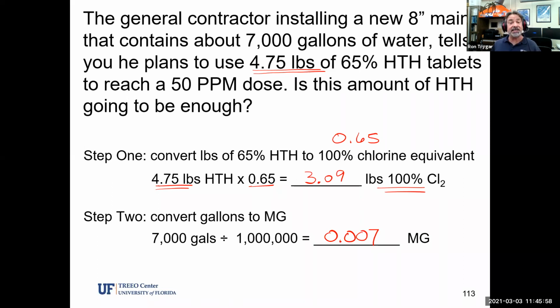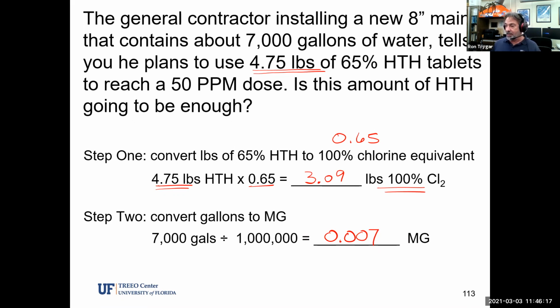0.007. It is important that you get the decimal point in the right spot and that you have the right amount of zeros in this. 7,000 gallons is the same as 0.007 million gallons, okay? So hopefully so far we're good.